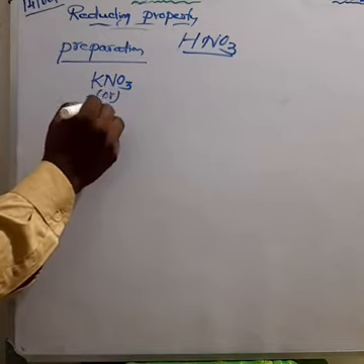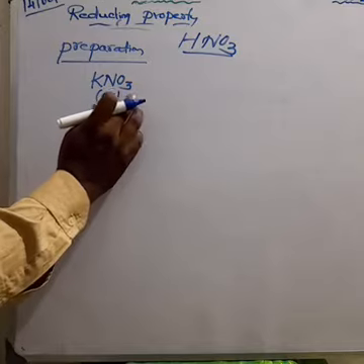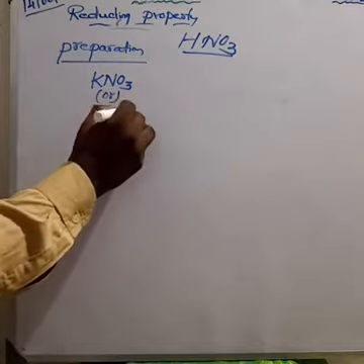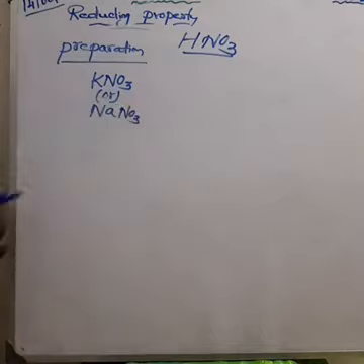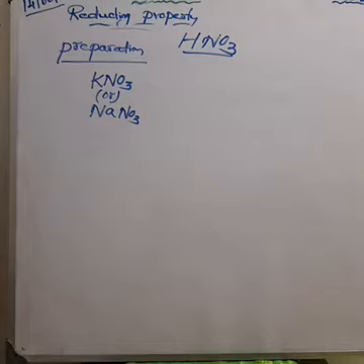Otherwise, we can take an equal amount of sodium nitrate. What is the formula of potassium nitrate? KNO3. Otherwise, we can take sodium nitrate, NaNO3. First I am taking potassium nitrate. What is the formula? KNO3.